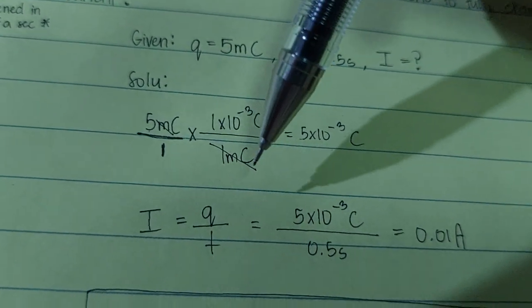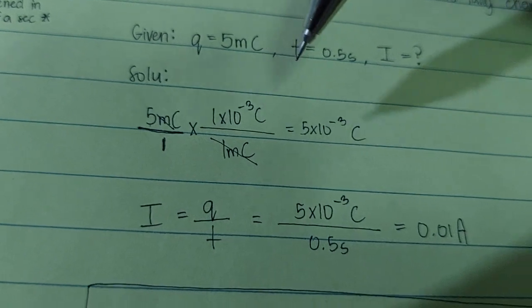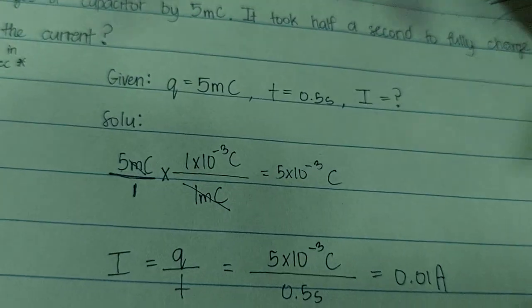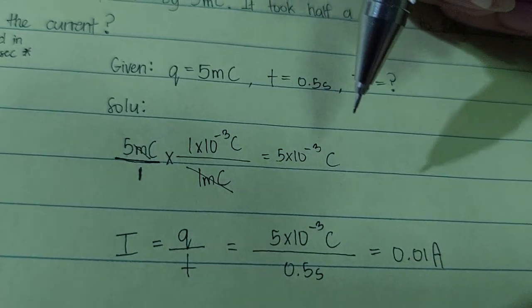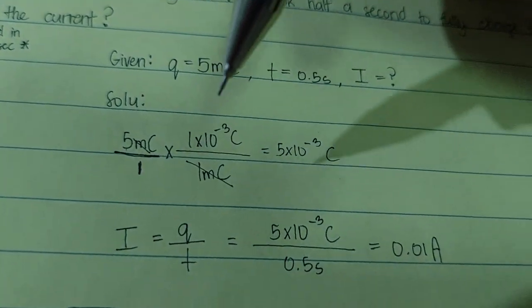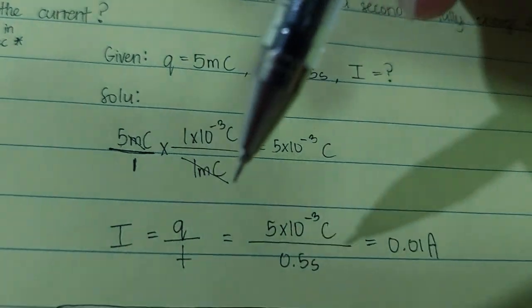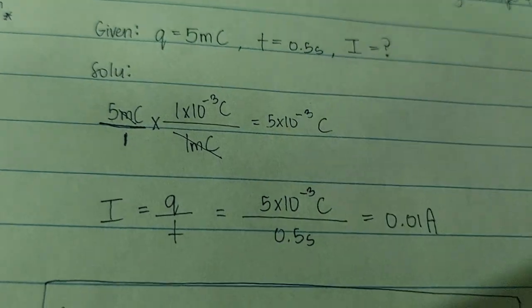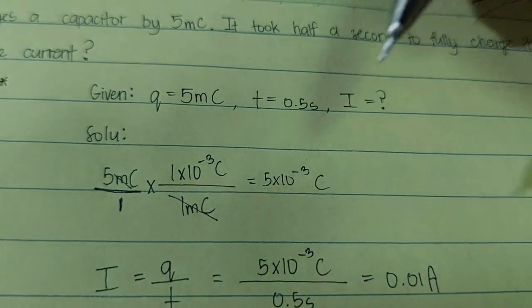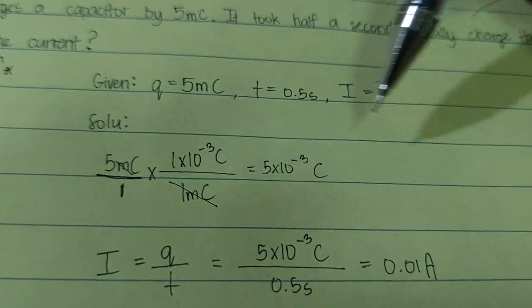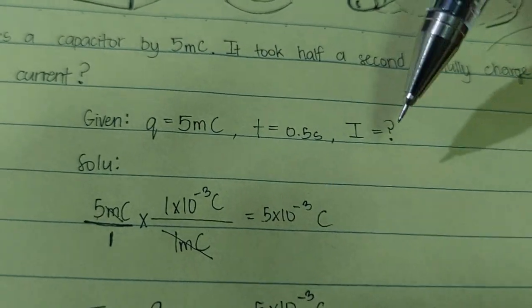And for every 1 millicoulomb, how many coulombs are there? So again, milli is just 1,000, but backwards, like in the decimal places, right? So that's just 1 times 10 to the power of -3. So for every 1 millicoulomb, there are 1 times 10 to the power of -3 coulombs. So put that in your calculator, and you end up with 5 times 10 to the power of -3 coulombs. So now we have the charge, and we also have the time in seconds. We can now calculate for current.